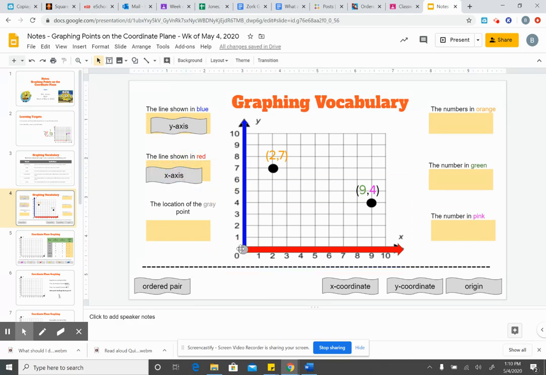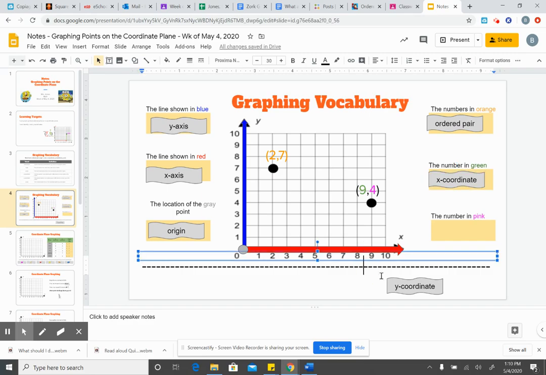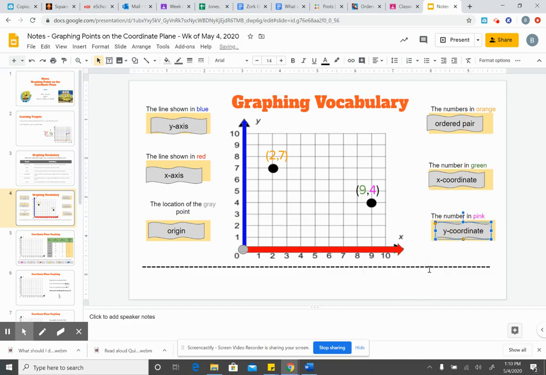What about the point in gray where 0 is? Good, that's our origin. Now, let's look at this number here in red, 2 comma 7. I'm sorry, in orange, 2 comma 7. Is that an ordered pair, an x-coordinate, or a y-coordinate? Well, we're looking at the entire thing, so that's an ordered pair. And if you want to break an ordered pair down, the first number, which is green here, is always your x-coordinate. And the second number, which is the purple one here, or the pink one, is your y-coordinate. That is just a vocabulary review.